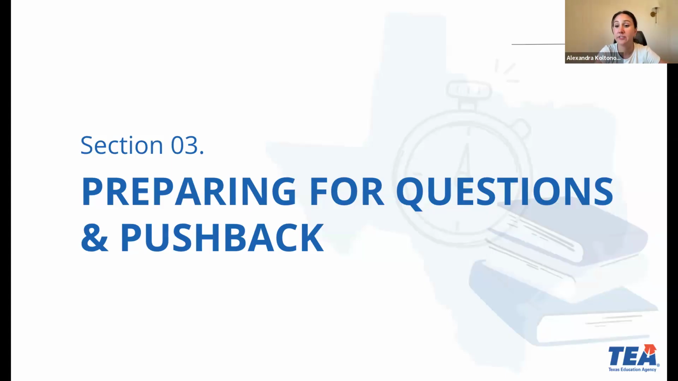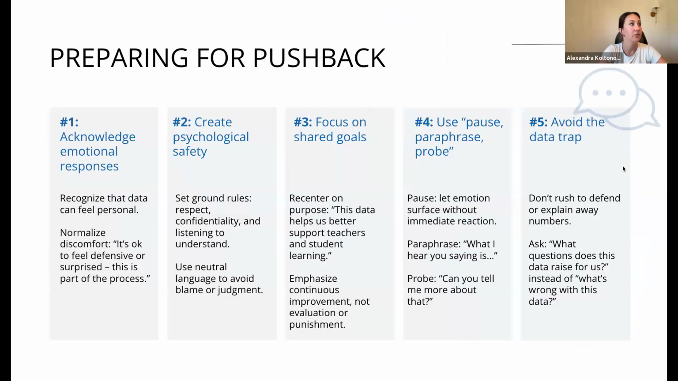The next really brief section we're going to walk through is preparing for the relational aspect of the convening and preparing for any questions and pushback that come from the data. So first, we're going to talk about preparing for pushback and share out 5 strategies to take when navigating some tough data conversations or how to handle any pushback that you're experiencing.